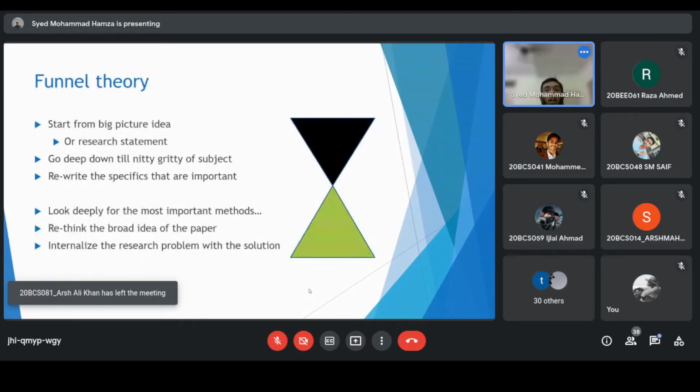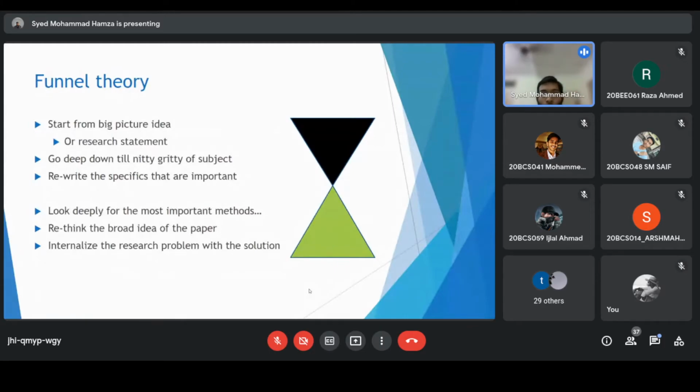Now I'll go to the last part, the funnel theory. And this theory explains what is the whole idea of understanding any concept. This is in general, not about research. In general, the funnel theory is about anything. So what we do is, if we have to present anything, if we have to write anything, if we have to read anything, if we have to listen to anything, we follow the funnel theory. So what it says is we start from the big picture idea. What is the theme? What is the application of the thing we are reading or presenting or researching?